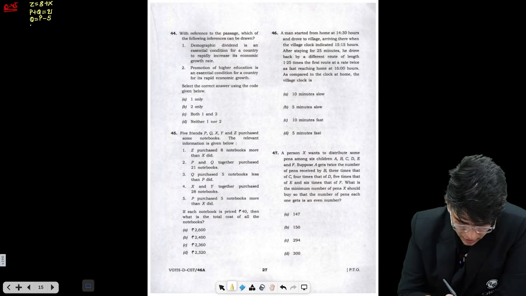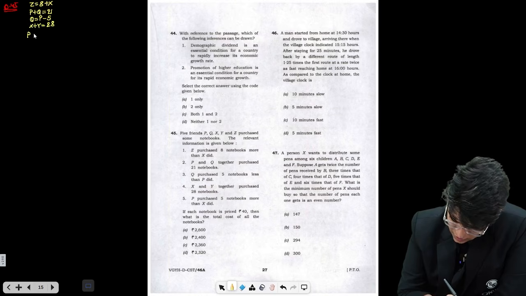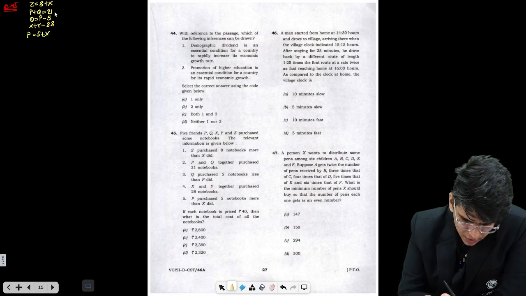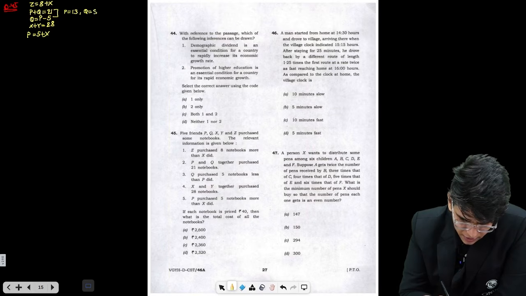X and Y together purchased 28, and P purchased 5 notebooks more than X. By solving these, Q equals P minus 5, you will get P equals 13, Q equals 8. P equals 13, so from here X equals 8, X equals 8, so from here Y equals 20, Z equals 16.